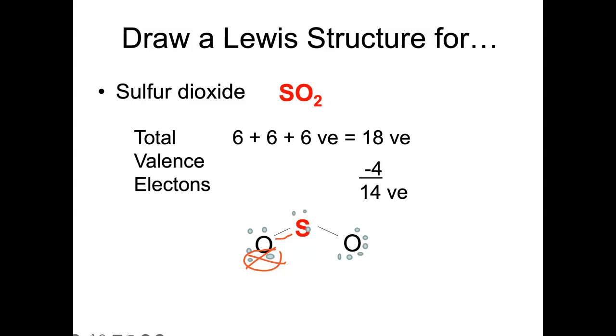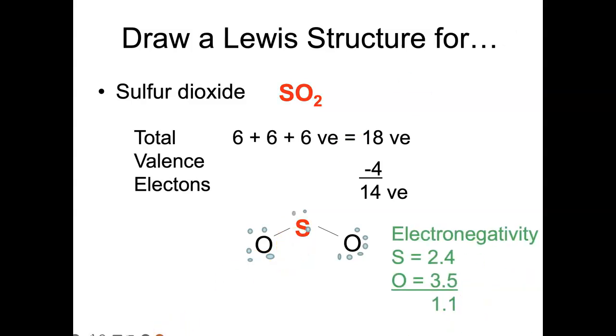All right, now, taking a look at that, our electronegativity values show a difference of 1.1. So this bond is polar. So what that means is oxygen is a little bit more electronegative. So that means oxygen is going to pull these electrons toward itself, and it's going to become a little bit negative.